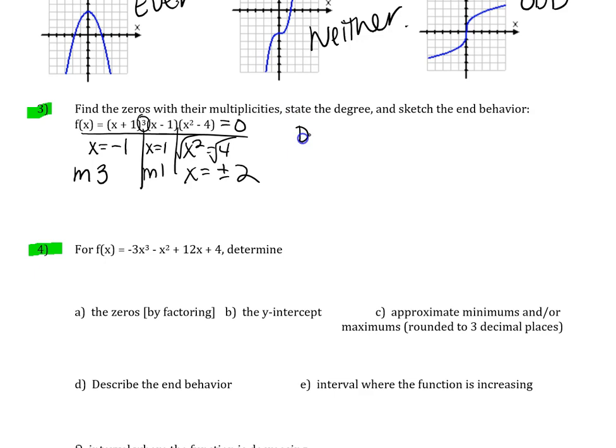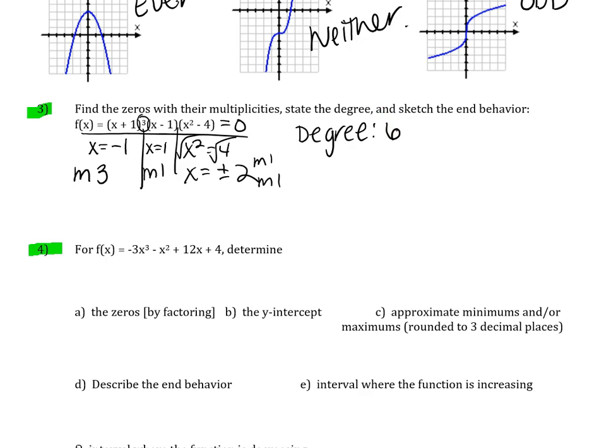As far as the degree goes, you could either imagine what the highest power would be if you multiplied it all out. So like this would be an x to the third, times another x would be an x to the fourth, times an x squared would be an x to the sixth, or count up your multiplicities. So like this one's occurring 3 times, plus another one would give me 4, and then 5, 6 for each of these roots separately. So this would be a degree 6 polynomial.